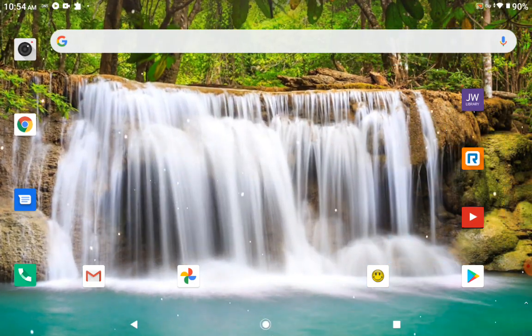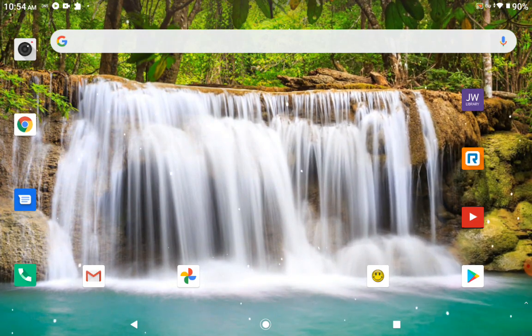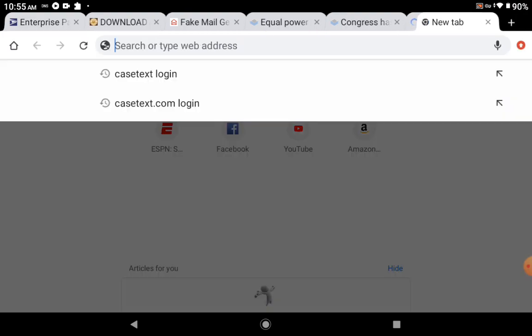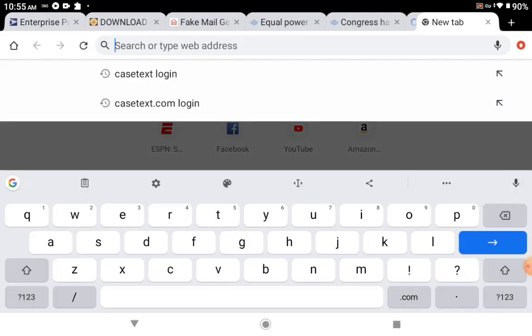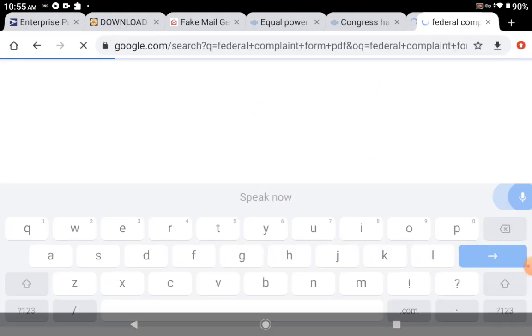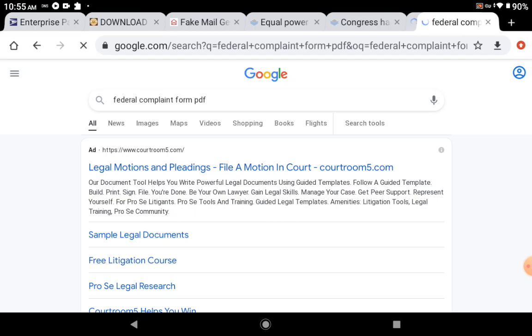Let me give you the logic behind the document. So the first thing we're going to do is go to TikTok. What I want to do is go here, to this one right here. It says Federal Complaint Form PDF.